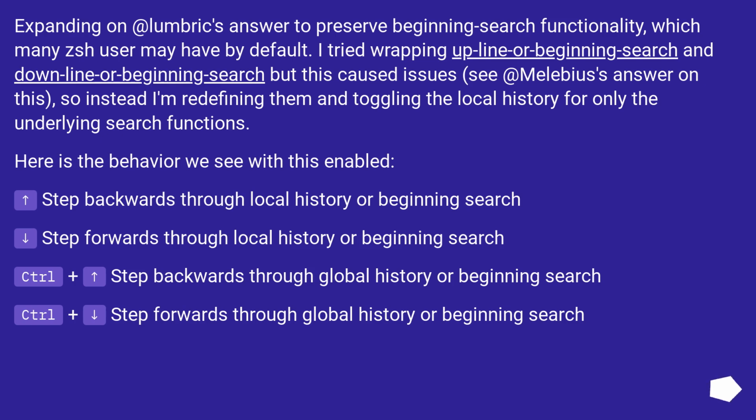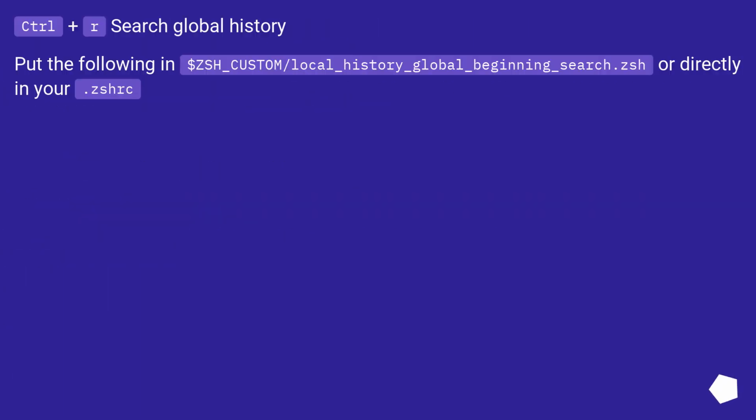Here is the behavior we see with this enabled. Up: step backwards through local history or beginning search. Down: step forwards through local history or beginning search. Ctrl+up: step backwards through global history or beginning search. Ctrl+down: step forwards through global history or beginning search. Ctrl+R: search global history. Put the following in $ZSH_CUSTOM/local_history_global_beginning_search.zsh, or directly in your .zshrc.